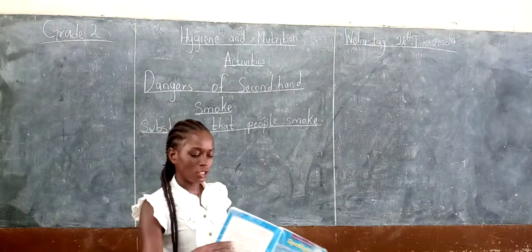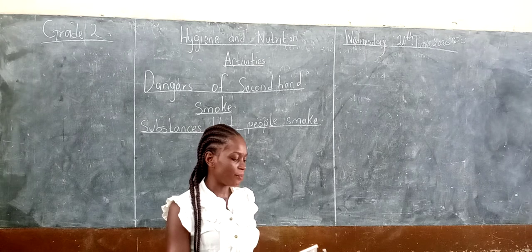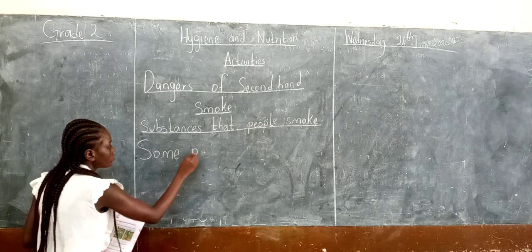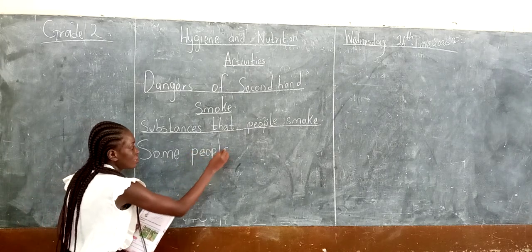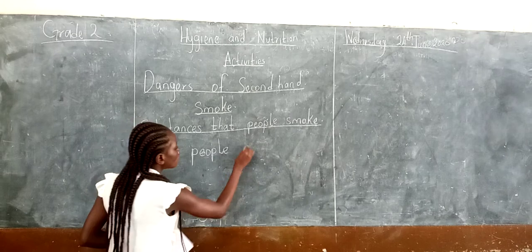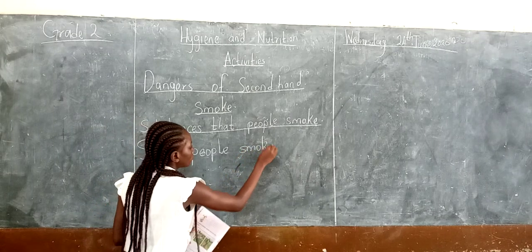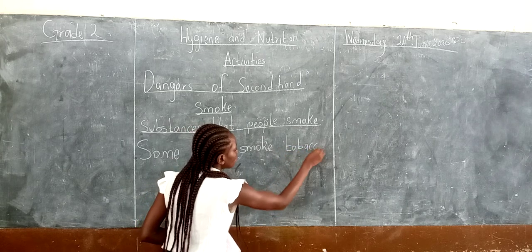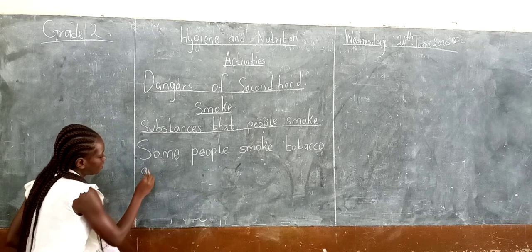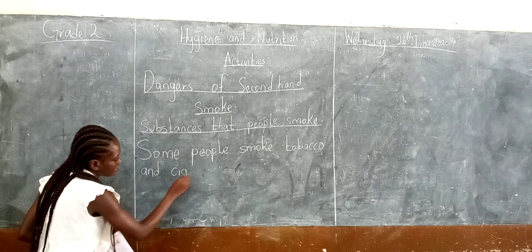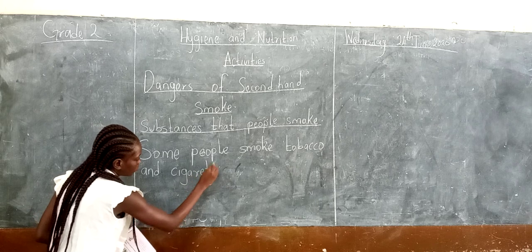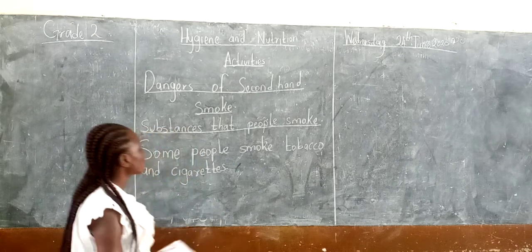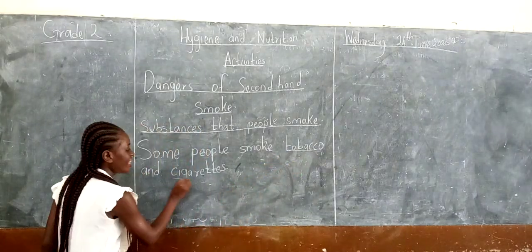So I want you to take out your exercise book so that you write something. Some people smoke tobacco and cigarettes. And so we've said people smoke tobacco and cigarettes.